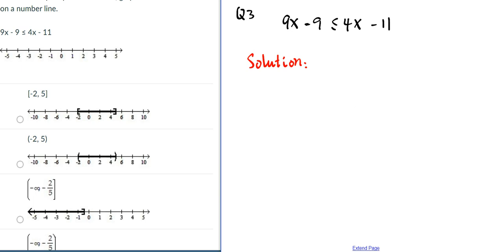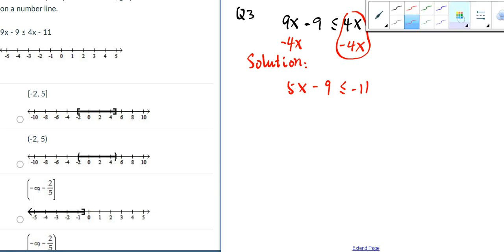Now, let's look at how to solve this inequality. 9x minus 9 less than or equal to 4x minus 11. Step 1. Put all the x terms together. You see those two 4x terms will be cancelled. 9x minus 4x, you then have 5x. Subtract 9 less than or equal to negative 11.